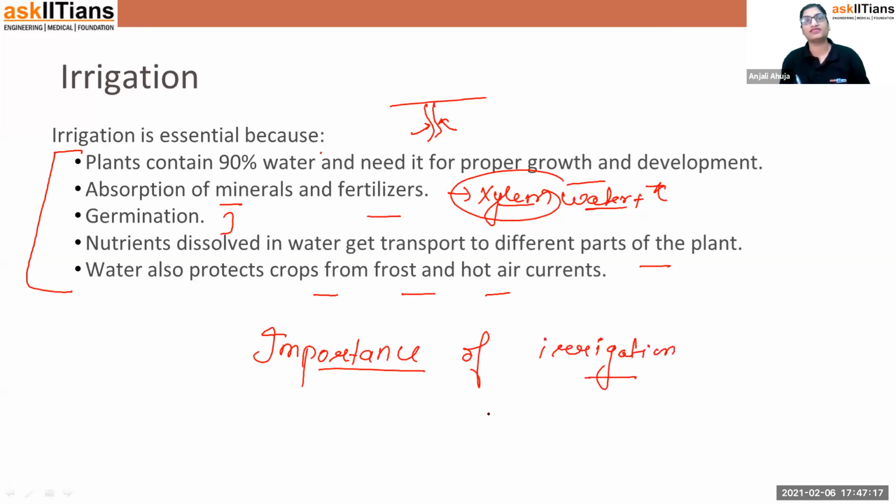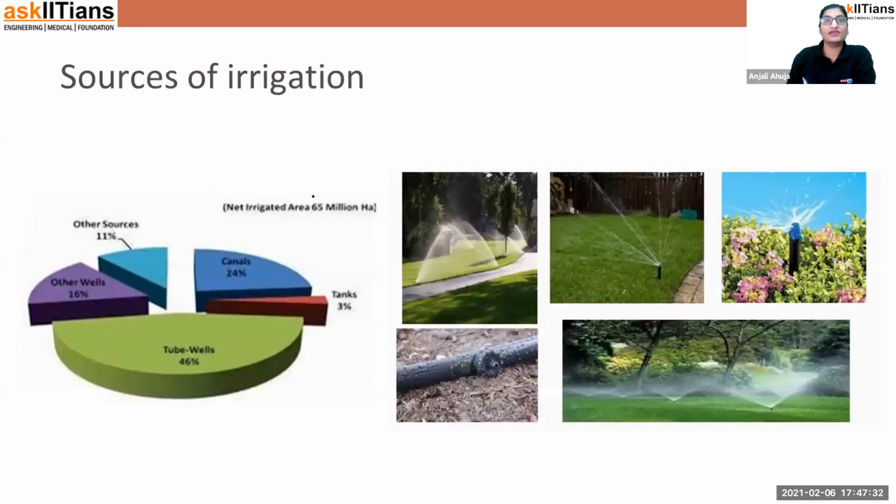The next thing we have to cover is methods of irrigation. Irrigation is done in different ways. Yes, in all of the steps, guys, whatever we used to cover, there used to be one traditional and one modern method. So let's take a look at the traditional.